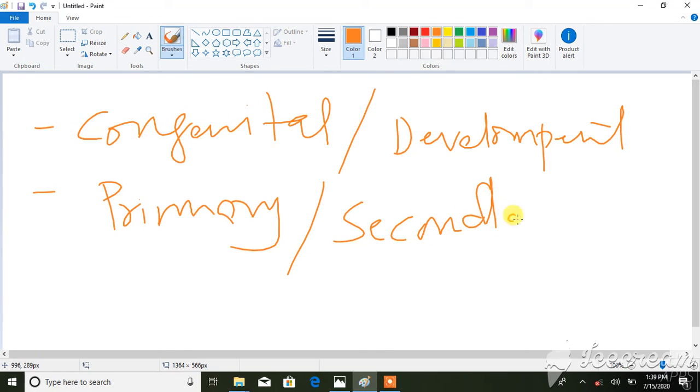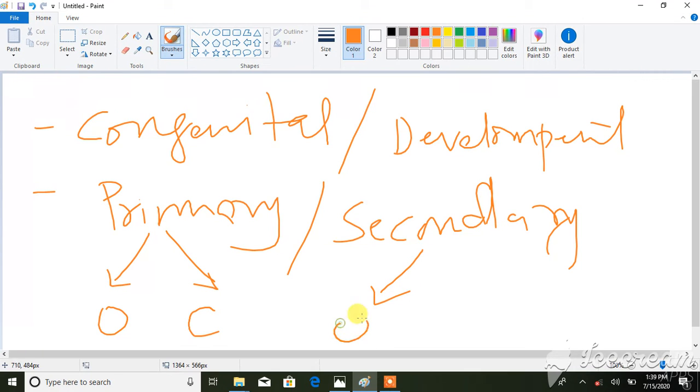Primary and secondary glaucoma are also divided: primary into primary open angle glaucoma and primary closed angle glaucoma, and secondary into secondary open angle and secondary closed angle glaucoma. We shall be discussing each of these topics in the next portion of the lecture.